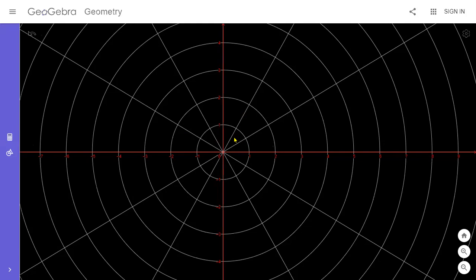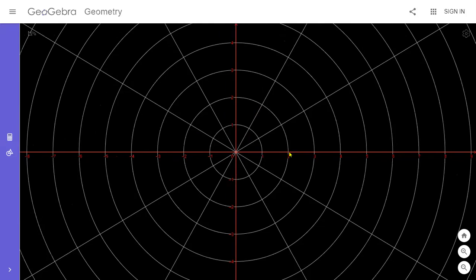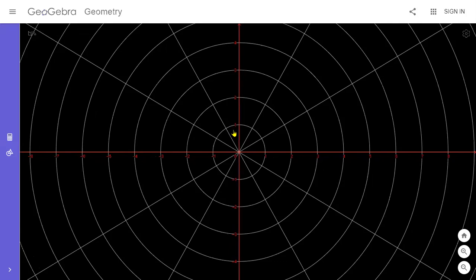The radius of the circles changes. Here the first circle has a radius of 1 unit, the second circle has a radius of 2 units, the third circle has a radius of 3 units, and so on. The radius of the circles increases by 1 unit each time. This is something about this polar coordinate graph.